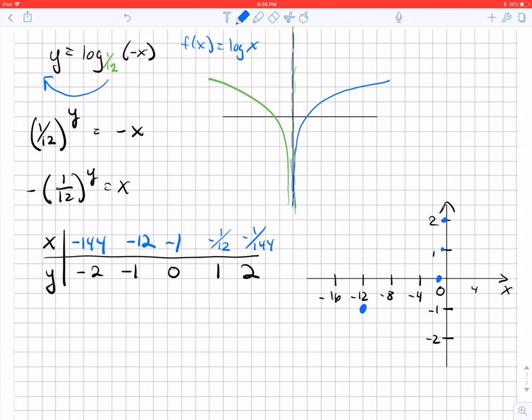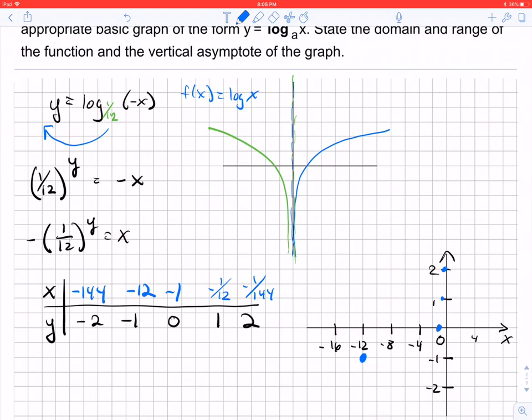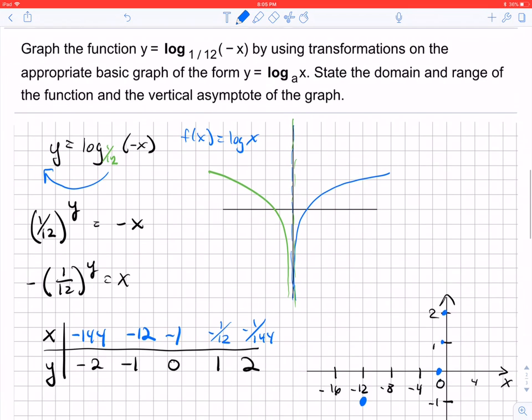Now this is not behaving like how I anticipated. I'm trying to think, why did we flip vertically? Unless I just didn't do something right somewhere. Log of, oh, maybe that fraction. Oh, okay. Yeah, see this. When I graphed my anticipated result, I only factored in the negative on the inside. I didn't factor in that base being between 0 and 1.